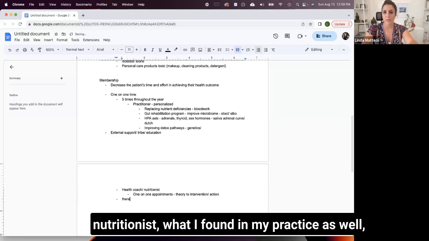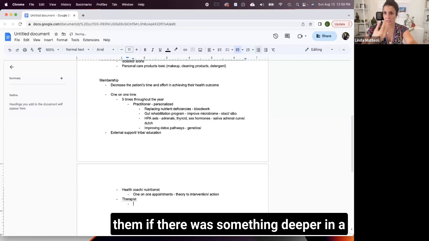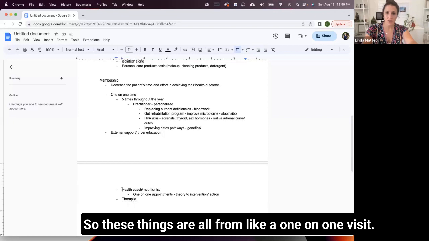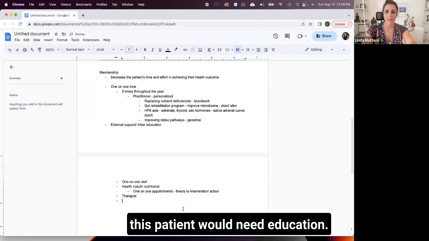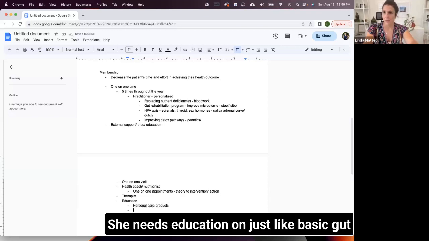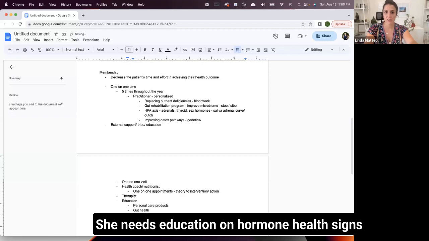What I found in my practice as well, having a therapist visit was really helpful for them if there was something deeper from a mental health perspective that we needed to explore. So these things are all from a one-on-one visit. Now, I also think that this patient would need education. She needs education on what personal care products to use. She needs education on basic gut health and how it works and why it's important to take care of that.